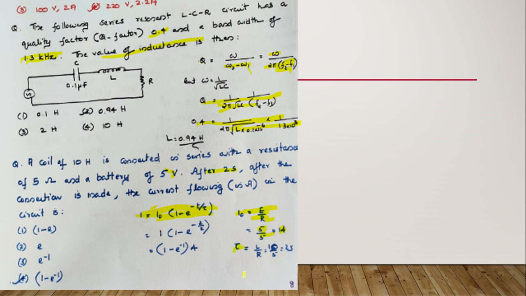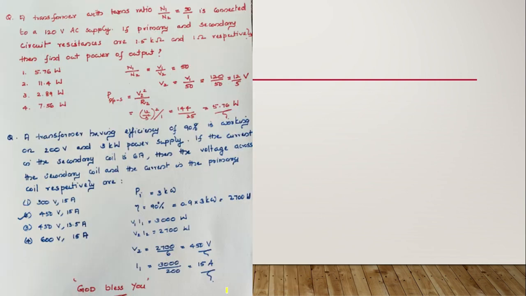What is the tau value here? The tau is nothing but equal to L by R. So that is equal to 10 by 5, that is equal to 2 seconds. So if you just substitute small t equal to 2, then 2 by 2 becomes 1. So you get the answer. We are now taking 2 problems for transformer.